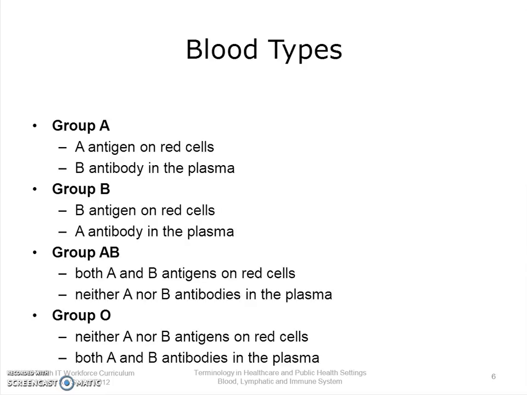Group AB has both A and B antigens on red cells, but neither A nor B antibodies in the plasma. Group O has neither A nor B antigens on red cells, but both A and B antibodies in the plasma. Group O can donate red blood cells to anybody. If you have type O blood, then you are known as a universal donor.